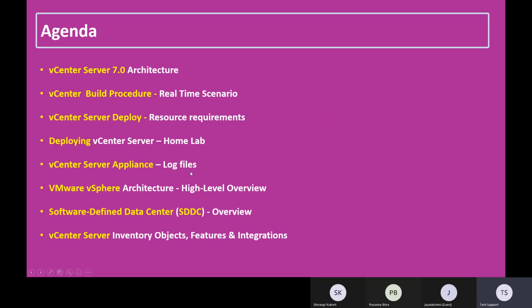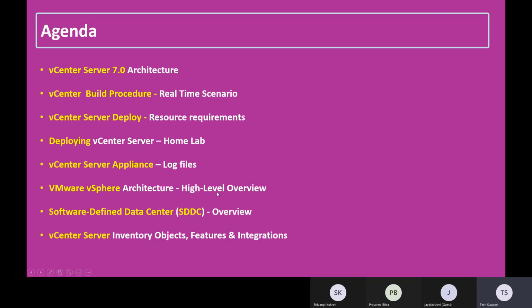Just like during our ESXi host installation, where we observed the complete real-time build process, in the same way we can observe the real-time process for vCenter as well. And just like the ESXi host log files, we will also observe the vCenter Server appliance log files. An additional point is a high-level overview of VMware vSphere architecture. vSphere consists of two main products, ESXi and vCenter, and since we have already started installing vCenter Server, I will introduce the complete high-level overview of the VMware vSphere architecture.